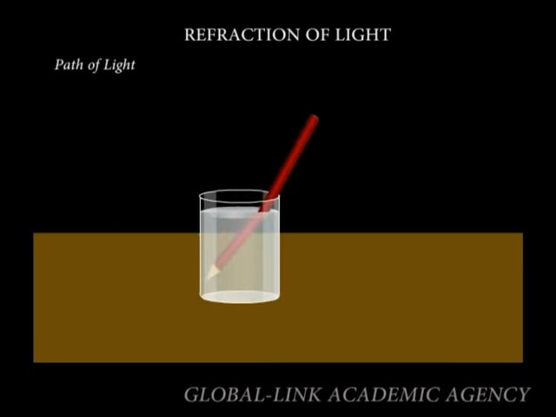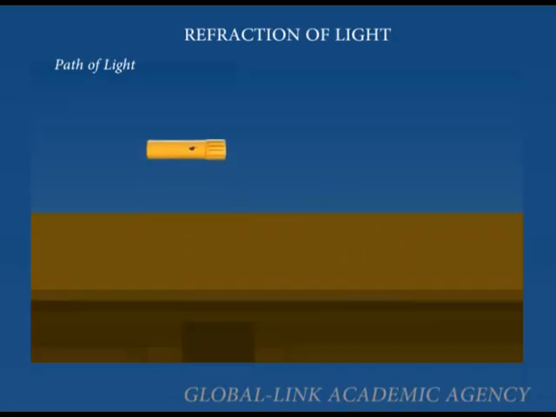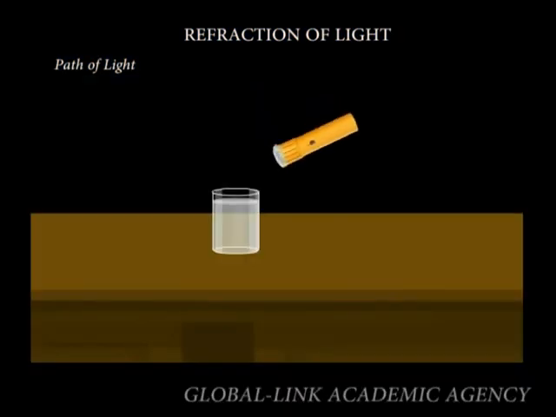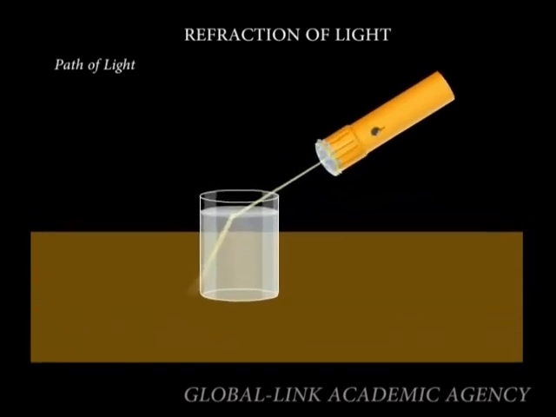The two media, in this case water and air, have different optical densities. Ordinarily, a ray of light will travel in a straight line through a medium of uniform optical density, say air. Its speed is 3 times 10 to the power 8 meters per second. However, if a ray of light is shone through water from air, the path of the ray appears bent. This shows that a ray of light changes its direction of propagation as it travels from air to water.